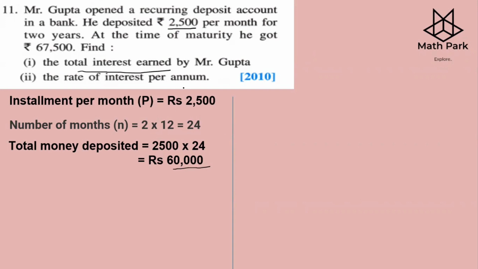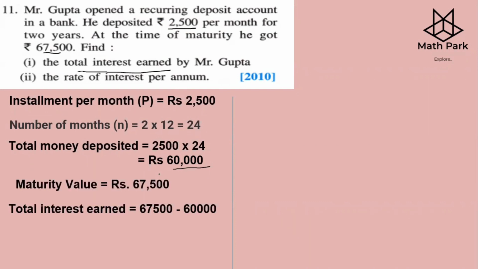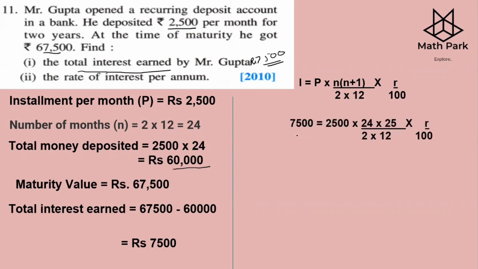So total interest earned is the maturity value minus the total money deposited. So 67,500 minus 60,000, which is 7,500, is the total interest earned. 7,500 rupees was the total. Now we are going to use this interest formula to find the rate of interest. So we have interest is equal to P into n in bracket n plus 1 upon 2 times 12 into R by 100. So interest is 7,500.